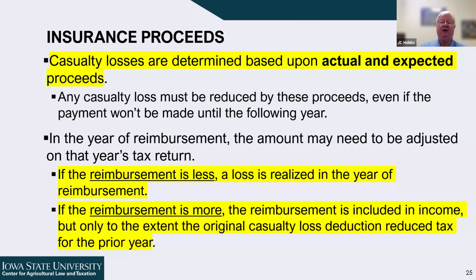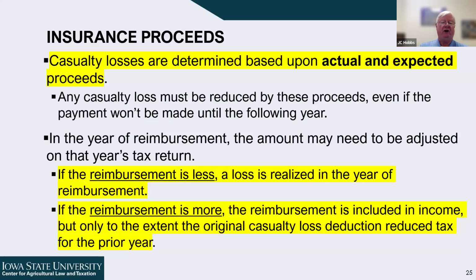So the casualty loss is reduced by those insurance proceeds, whether we receive them or not, and even if that payment won't be made until the following year. So let's say we don't get payment until way late in 2025. We still have to make that calculation based upon what we expect to have in terms of insurance proceeds. So when the year of reimbursement comes, let's say it's late 2025, then we're going to have to adjust the amount on the 2024 tax return.